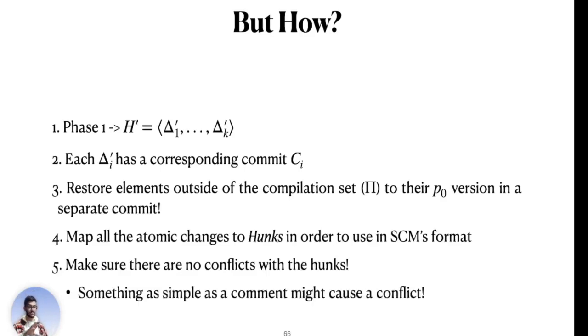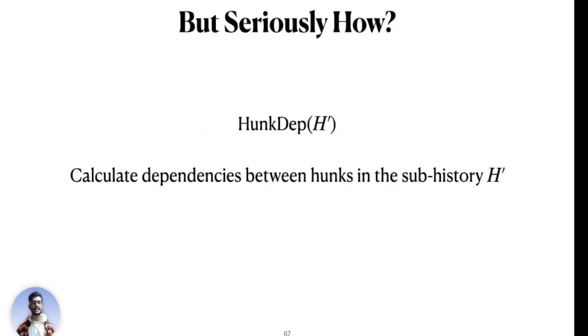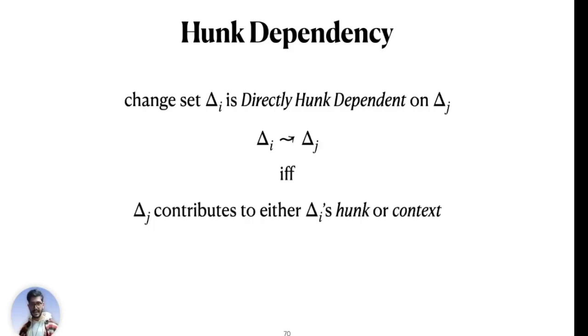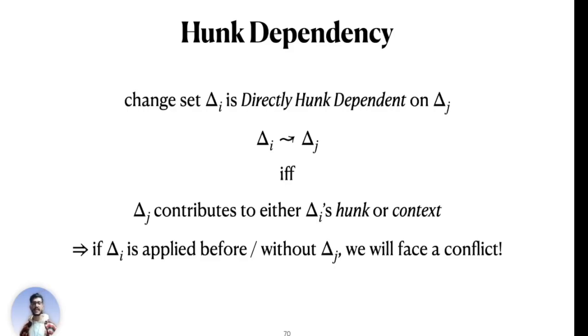Okay, to define what these are, we have to first define hunk dependencies. We will say that a change set delta I is directly hunk dependent on delta J if and only if delta J contributes to either delta I's hunk or its context. Meaning, if we try to apply delta I before or without applying delta J, we will face a conflict. The SCM won't know how to apply delta I because the context or the hunks won't match.